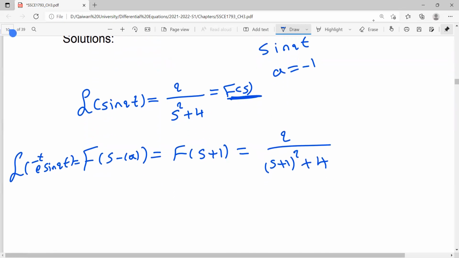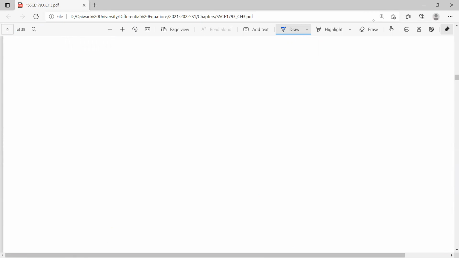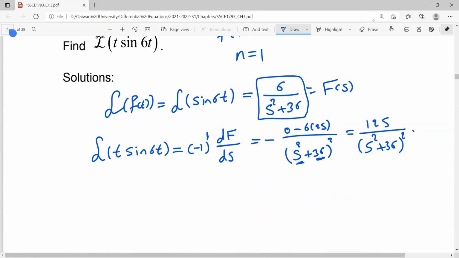And now we have t multiplied by these two functions. We take only one derivative for the results. About the previous one, we have this negative sign. Yeah, it's okay.